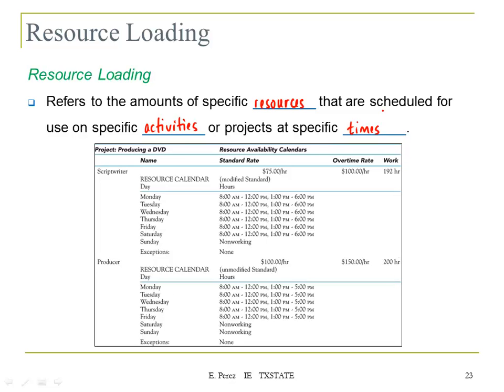This is an example from your textbook, and basically the objective of this project was to produce a DVD. So we have a couple of resources that are available to perform this project, and we have the information in terms of the availability, for instance, of the script writer and the producer. So we have their availability per day, and also we have the cost in terms of the salary. So for the script writer, it's $75 an hour, and overtime is $100 an hour, and it is available for 192 hours.